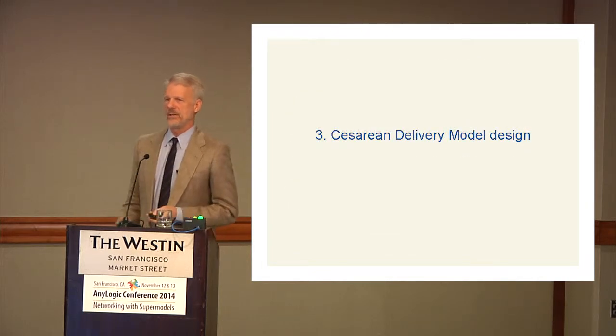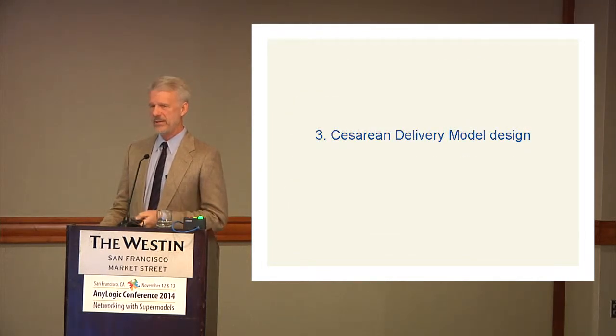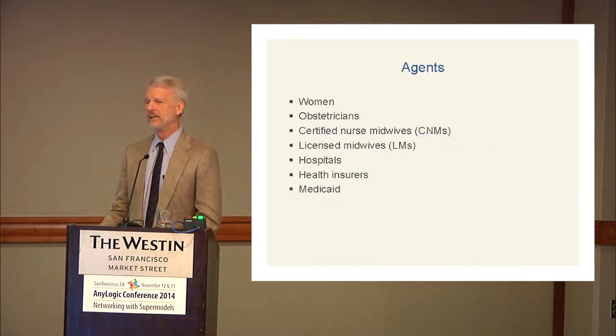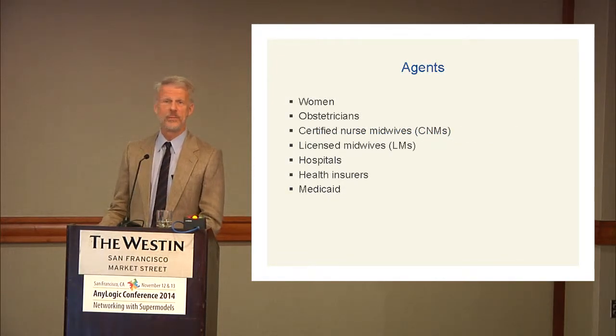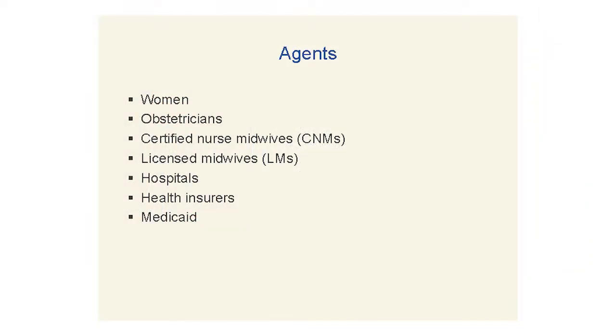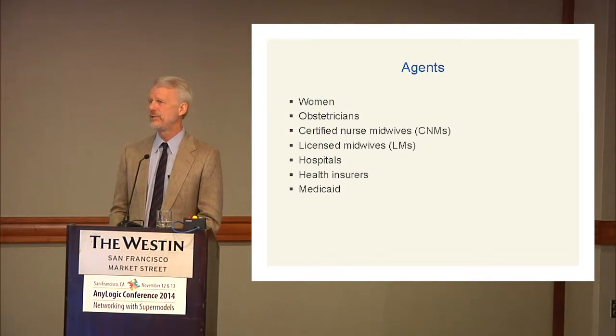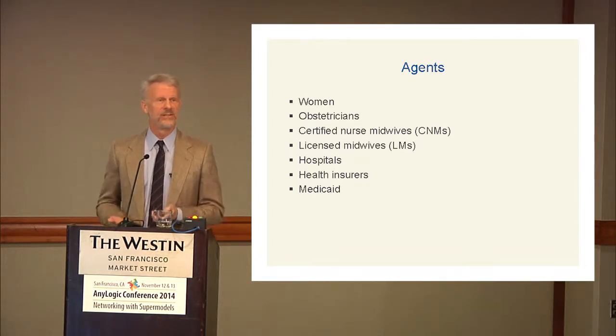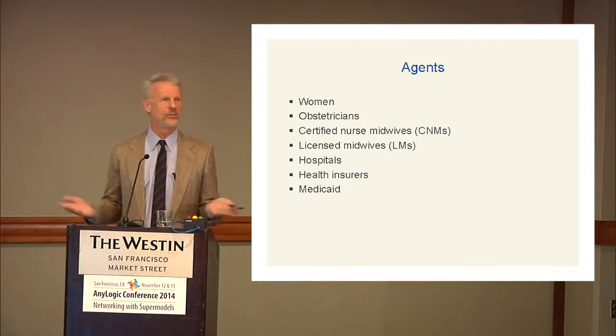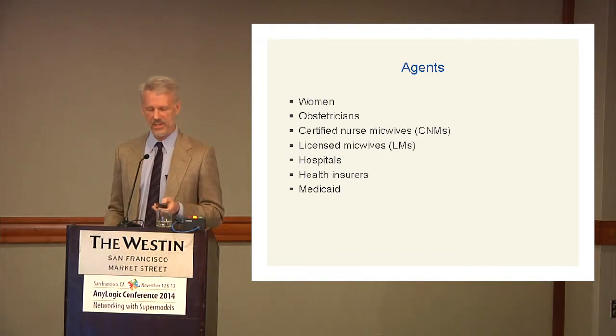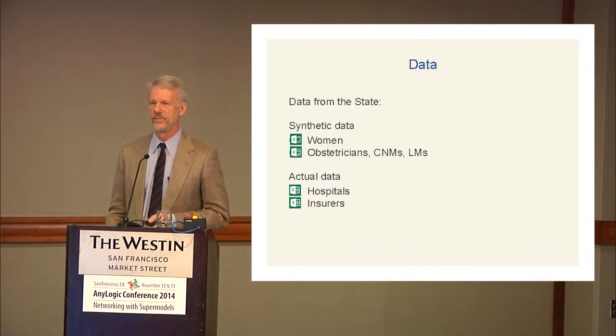Let me tell you a little now about the model that we've put together. First of all, it includes these agents: women, obstetricians, certified nurse midwives, licensed midwives, hospitals, health insurers, and Medicaid. What we've done is for each state to actually use the agents that are there. So we've not done any abbreviations, there's no averaging, it's actually using the agents that are present in the state.